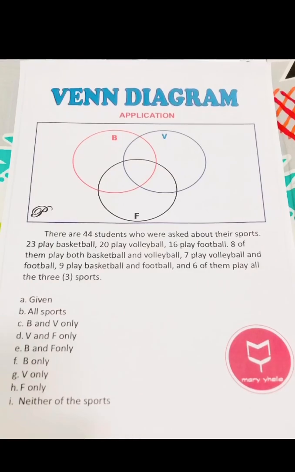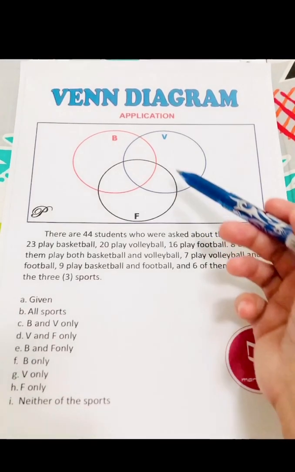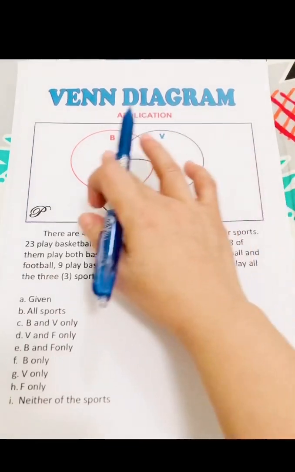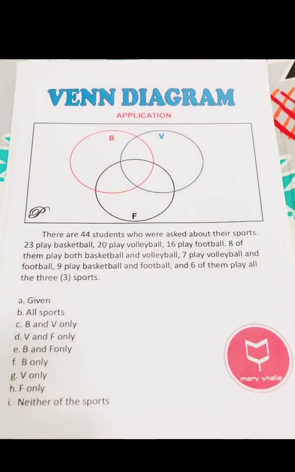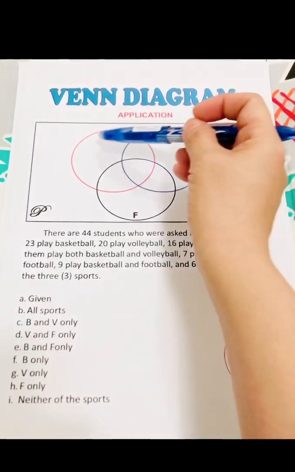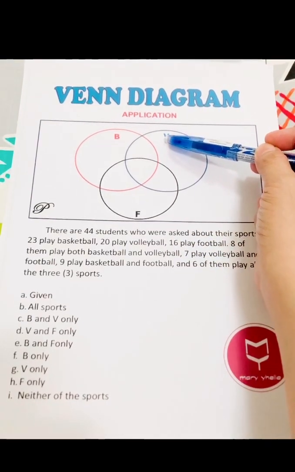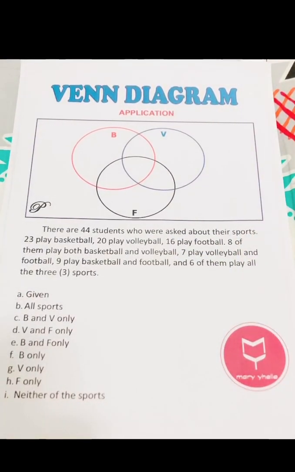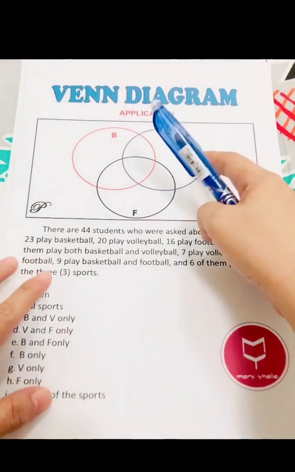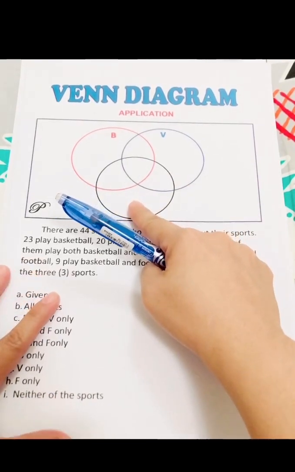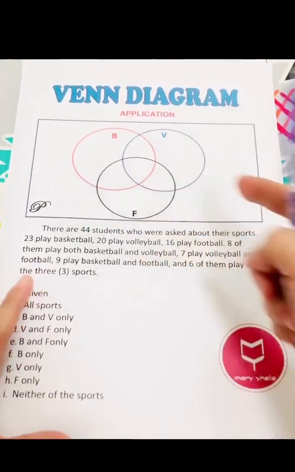And 16 play football. Now, how will you know also that these circles in your Venn diagram are overlapping? So let's continue reading the problem. 8 of them play both basketball and volleyball. So therefore, B represents your basketball and V represents your volleyball. Now they will be overlapping. And then another is 7 play volleyball and football. So your volleyball and football overlap. F represents your football.